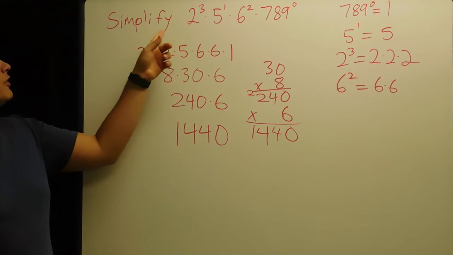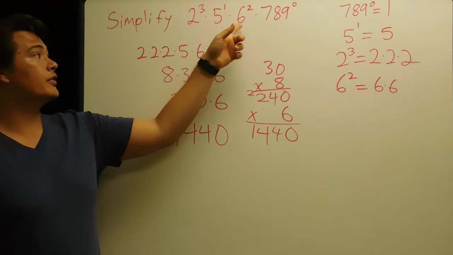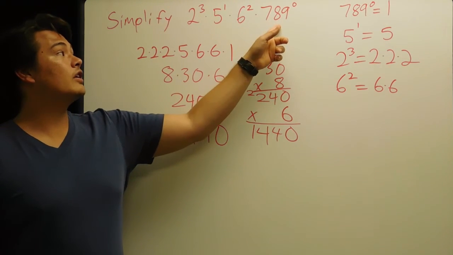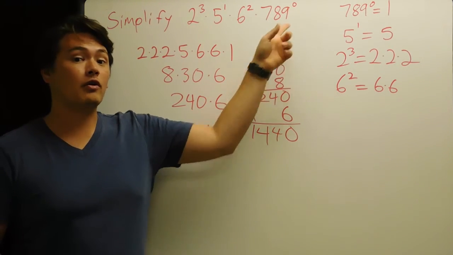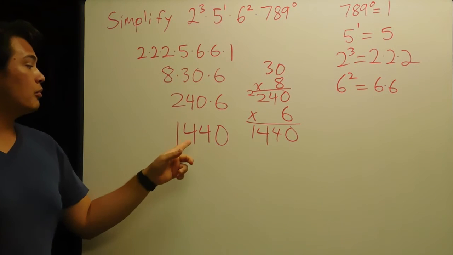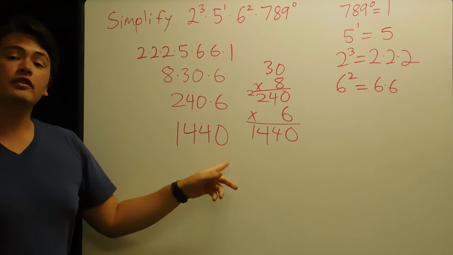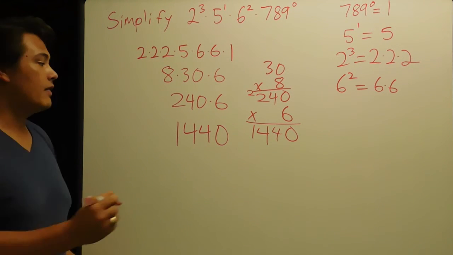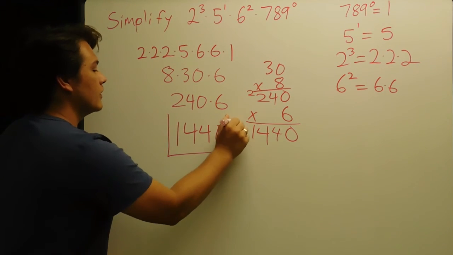So if I were simplifying 2 to the third, 5 to the first, 6 to the second, 789 to the 0 power, in the end, it's going to boil down to 1,440, and this would be my final answer.